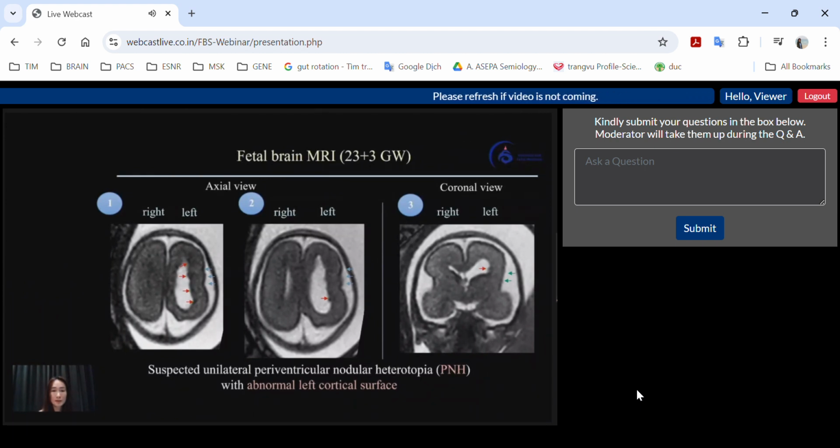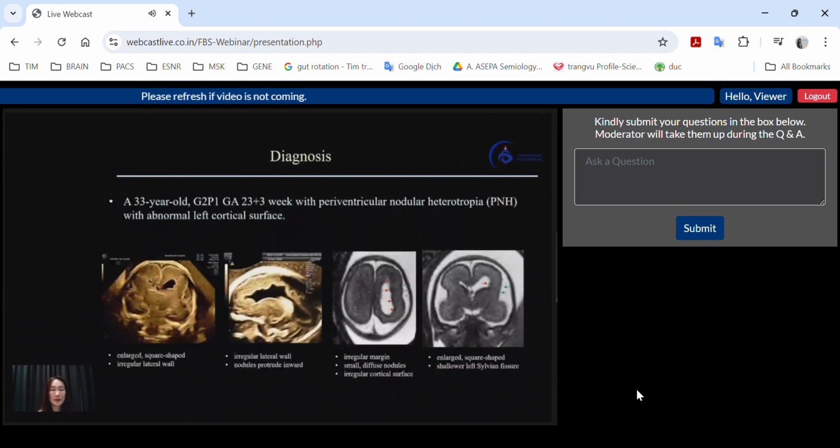As a result, unilateral PNH with abnormal left cortical surface is suspected. Our diagnosis is PNH with an abnormal left cortical surface at 23 weeks and 3 days. Let me briefly summarize the key findings on this slide. Enlarged square shape, irregular lateral wall, nodules protruding inward, irregular cortical surface, and shallower left sylvian fissure.